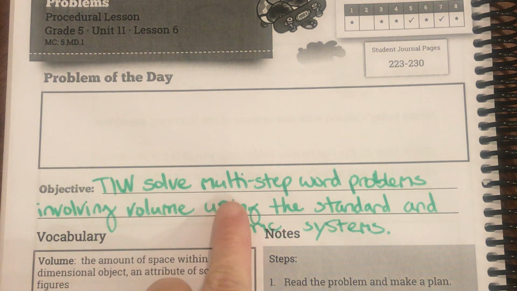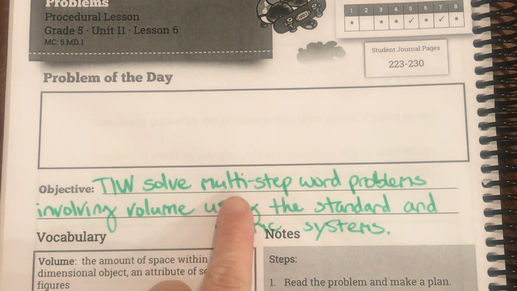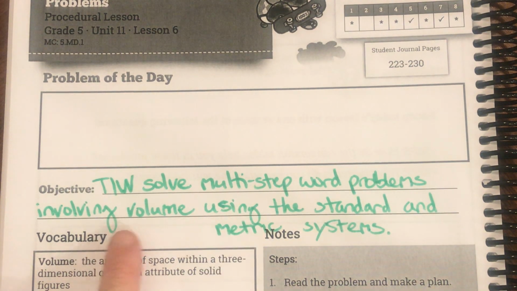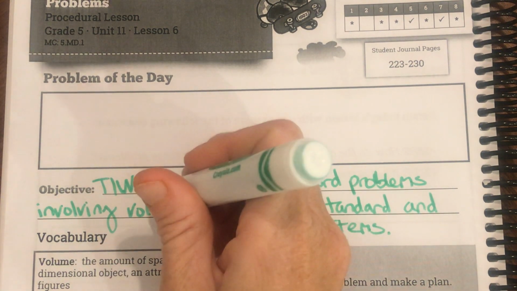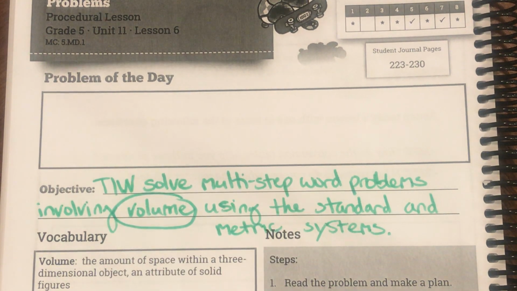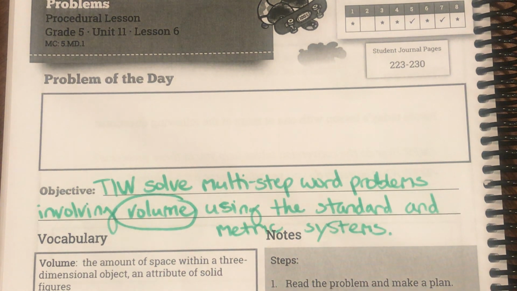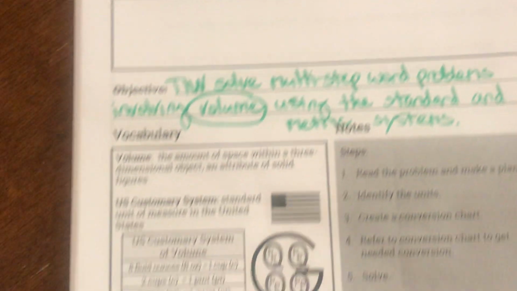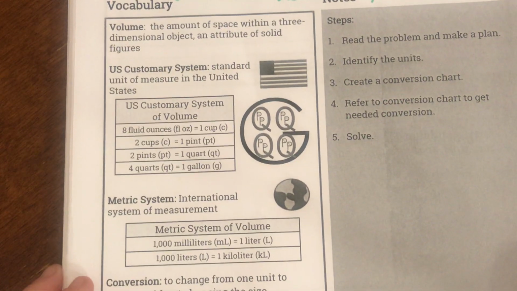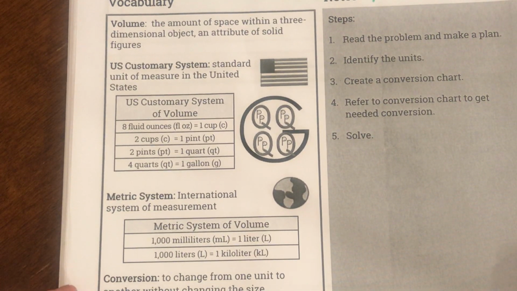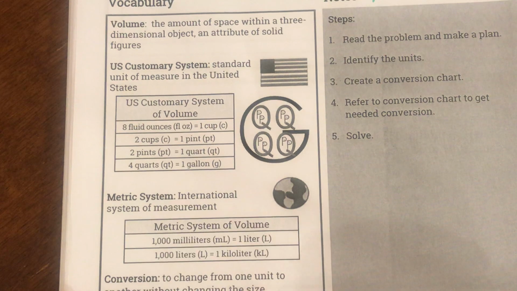But pretty much we know that a multi-step word problem means you're going to have to do more than one step, 2 to 3 steps. And then all of our word problems will have volume in them. And we're going to be using the U.S. customary system or the standard system as well as the metric system. So there's really nothing new in our vocabulary to review, except for the U.S. system.